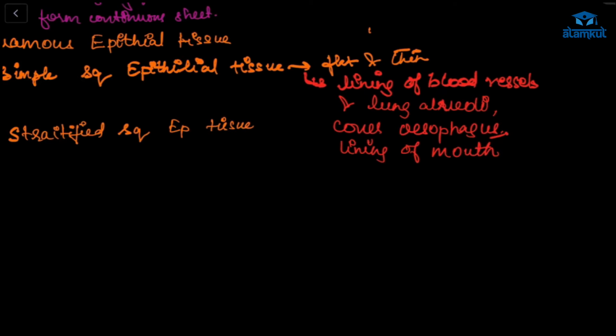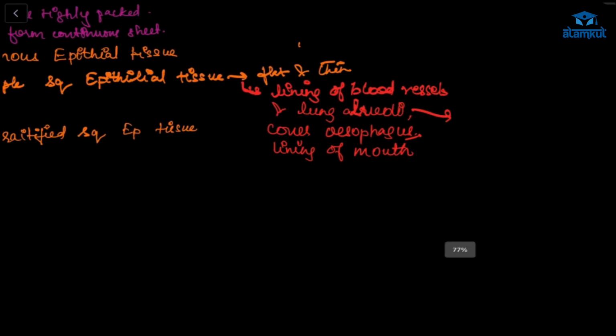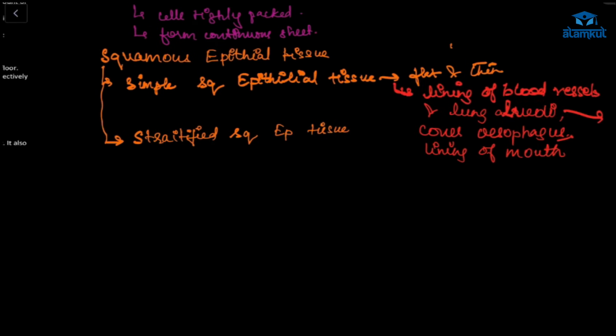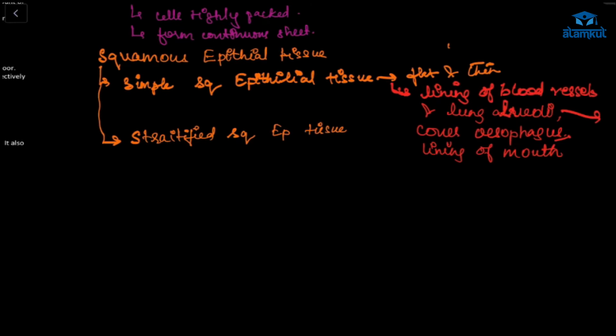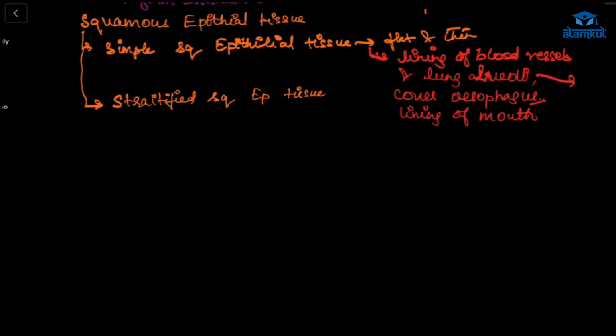In the lung alveoli, the gaseous exchange of carbon dioxide and oxygen happens. So it is present in the lungs, and the lining of the alveoli is made up of simple squamous epithelial tissue. Everyone understood, right?